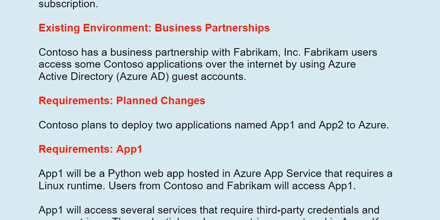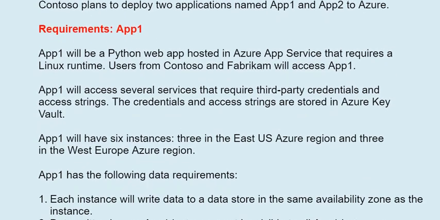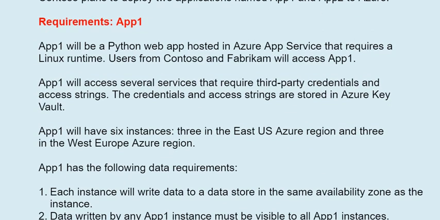Requirements, planned changes. Contoso plans to deploy two applications named App1 and App2 to Azure. Requirements, App1. App1 will be a Python web app hosted in Azure App Service that requires a Linux runtime. Users from Contoso and Fabrikam will access App1. App1 will access several services that require third-party credentials and access strings. The credentials and access strings are stored in Azure Key Vault.